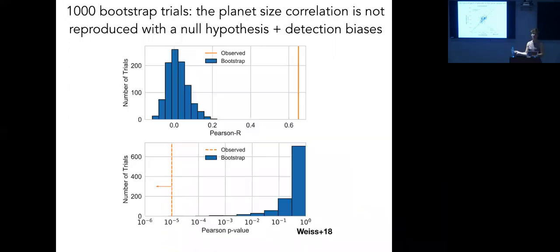All right, so we repeated the bootstrap test 1,000 times, and none of our trials came close to reproducing the observed correlation in real planetary systems. So we rejected the null hypothesis and concluded that the similar sizes of planets is actually an astrophysical result about planetary systems.